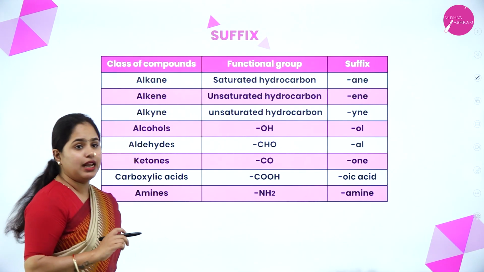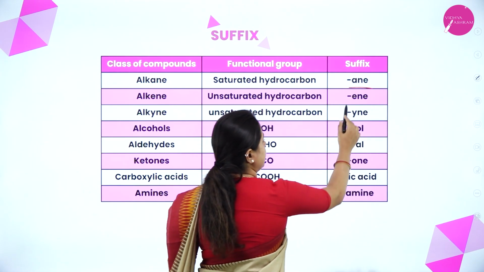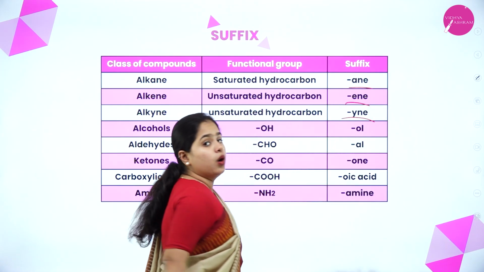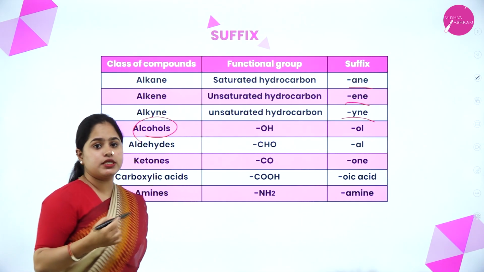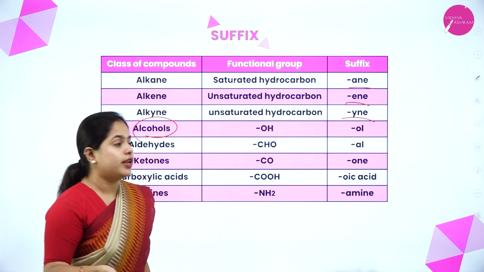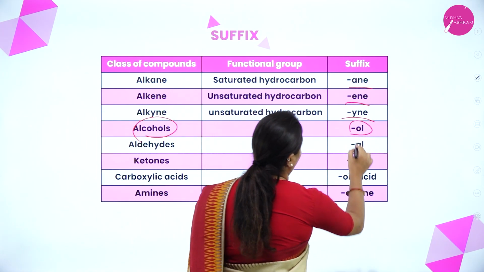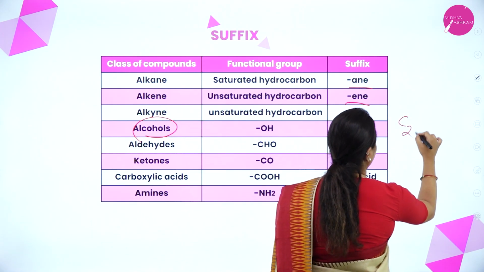Now suffixes, which come at the end. If it is an alkane, it ends with ane. Alkene ends with ene. Alkyne ends with yne, Y-N-E. Now if it is an alcohol, the OH group, the name of the organic compound should end with ol, O-L.